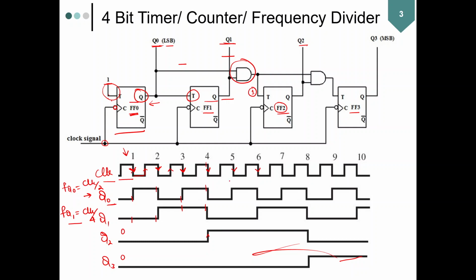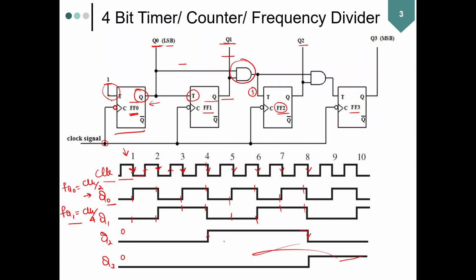Then at the fifth, you have both equal to 0. At the sixth, you have Q0 as 1, but Q1 as 0. At the seventh, you have Q0 as 0, but Q1 is 1. And again at the eighth, you have Q0 as 1 and Q1 also as 1. And that is why it makes a transition from high to low.